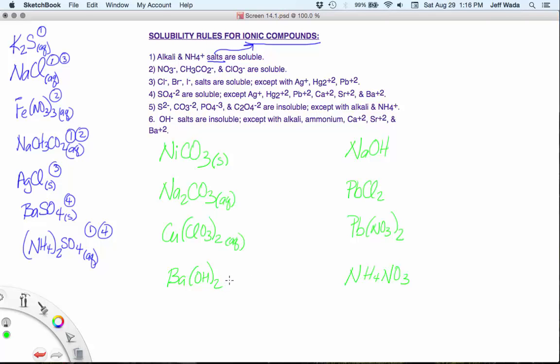Barium hydroxide is soluble. Hydroxide is normally insoluble, but this is the exception, so therefore it is soluble because of rule number 6. Sodium hydroxide is soluble, AQ, because of rule 1 and 6. Lead chloride is insoluble, solid, because of rule number 3. Lead 2 nitrate is soluble because of rule number 2, and ammonium nitrate is soluble because of rule number 1 and 2. So make sure you memorize these rules, and I will see you later in class.